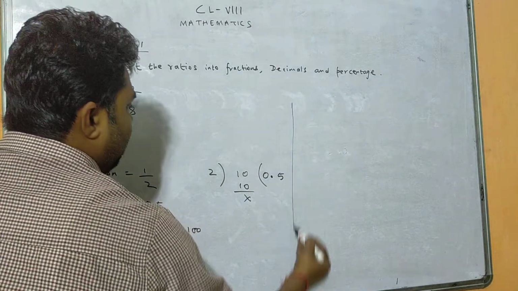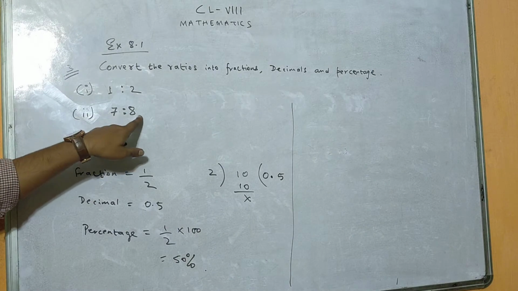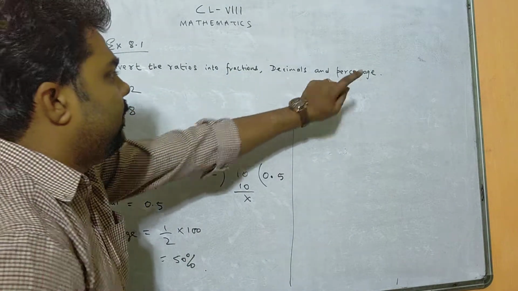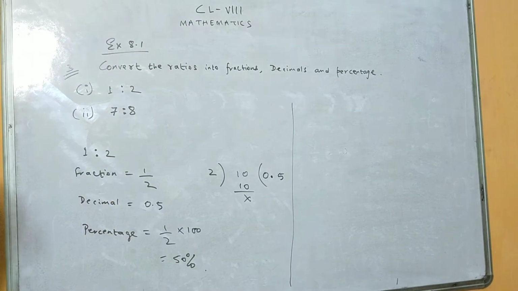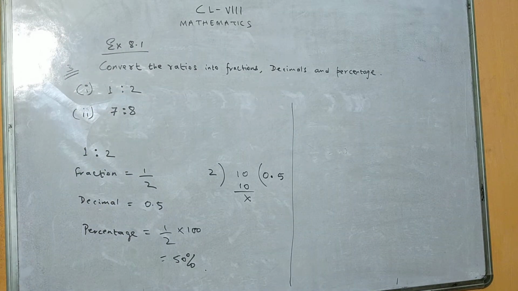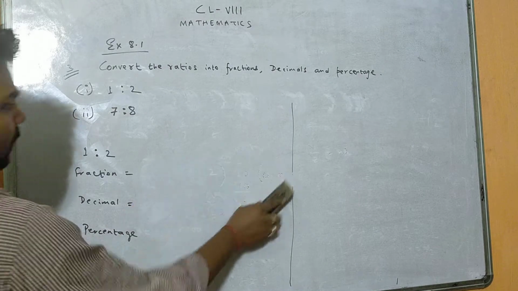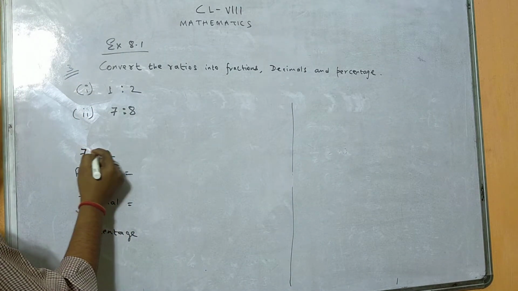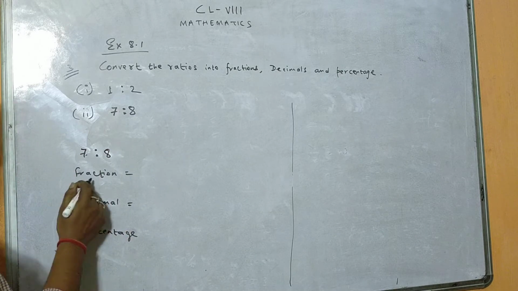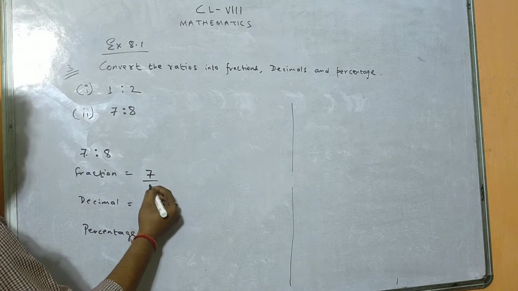Similarly, if you are finding for 7:8, again we have to find fraction, decimal and percentage. For fraction, you see, now our question changes to 7:8. Now fraction is what? 7/8, right?